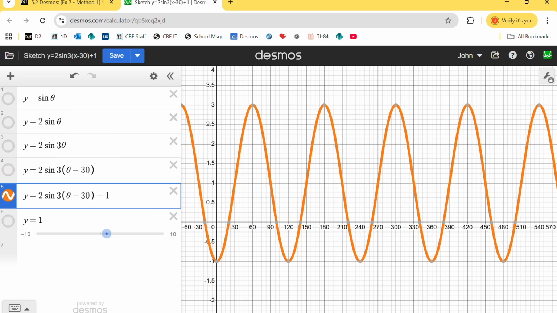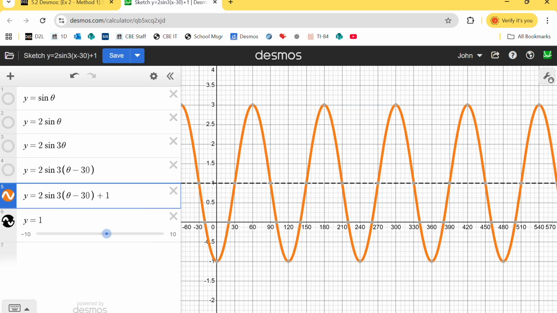And then our d value, the maximum plus the minimum, divided by 2, is the vertical displacement. Maximum of 3 plus the minimum of -1. 3 plus -1 is 2. 2 divided by 2 is 1. So our vertical displacement is 1 unit up.